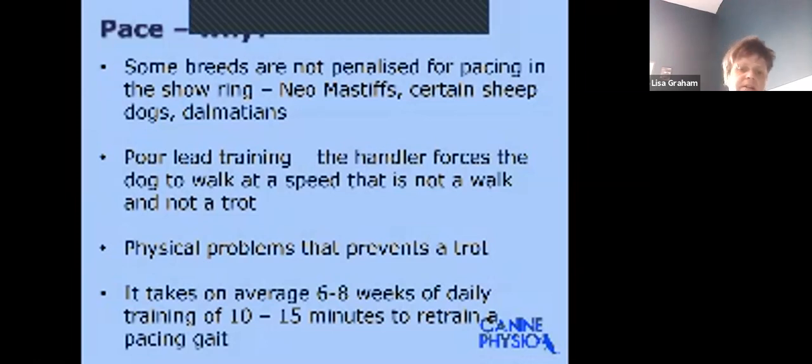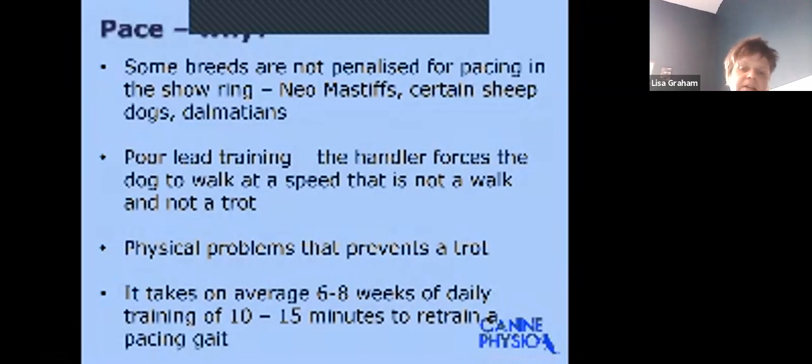And just from the perspective of retraining these gaits, you're looking at a person retraining muscle memory after an injury and them developing a poor gait pattern. They tend to suggest that you're looking at 6 to 8 weeks of daily training of 10 to 15 minutes a day to retrain a pacing gait. Now that's in a person that would be working that way.